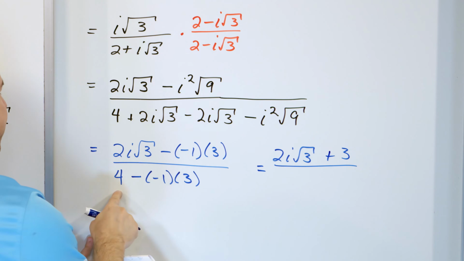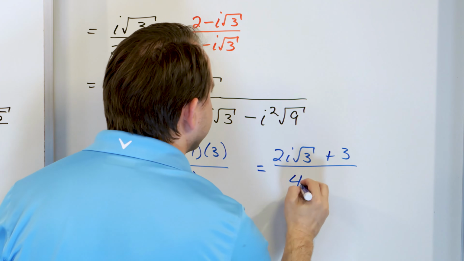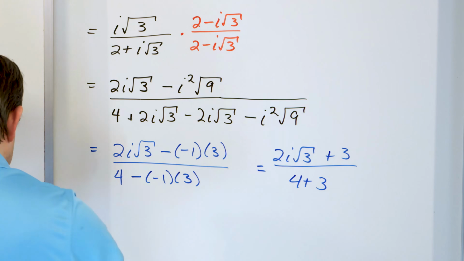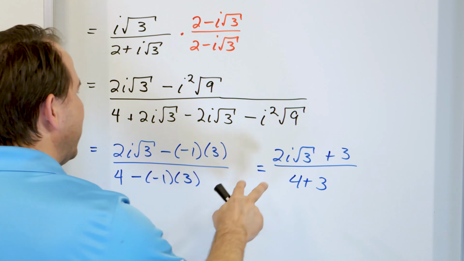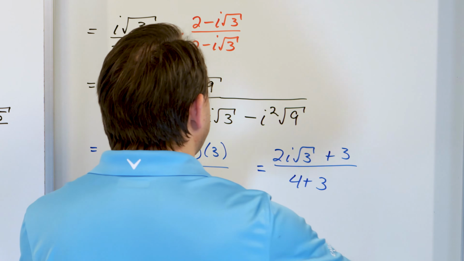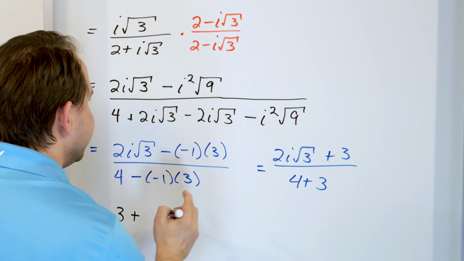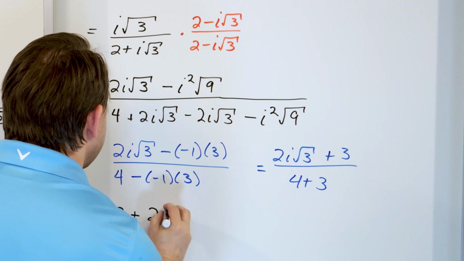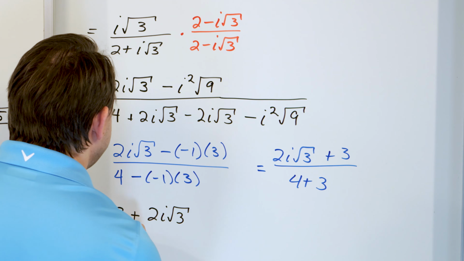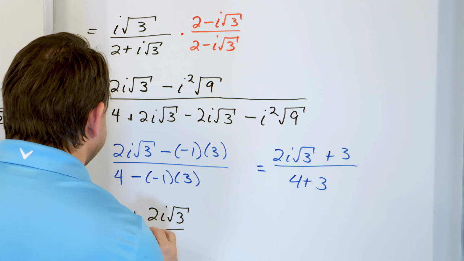Over on the bottom, 4 plus 3. So let's write it as 4 plus 3. Now everything's looking good, but on the top, we have the imaginary part and then the real part. We want to flip that around so that we have the real part first, 3 plus, then we have the imaginary part, 2i root 3. That's the imaginary number on the top. And then 4 plus 3 is 7.